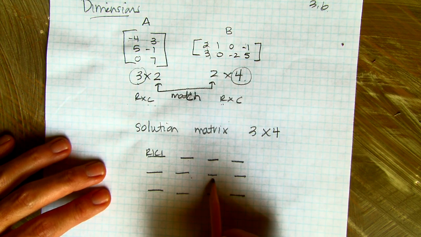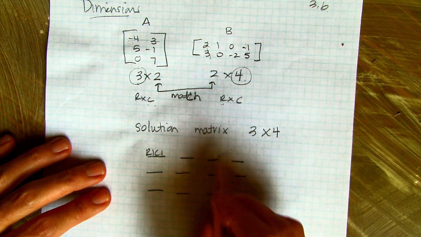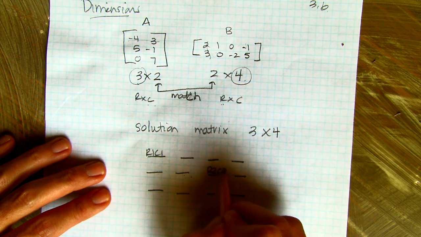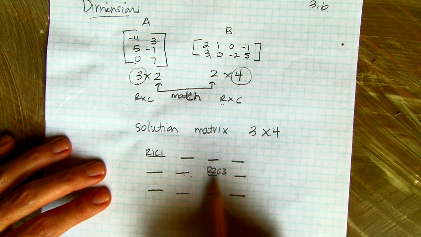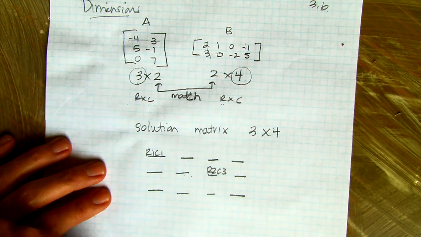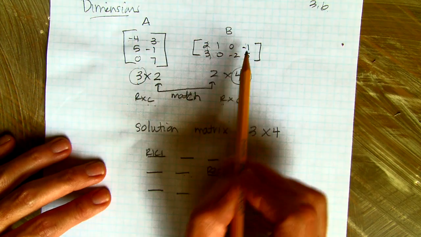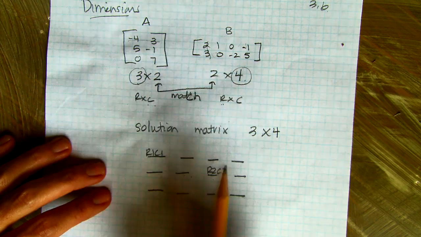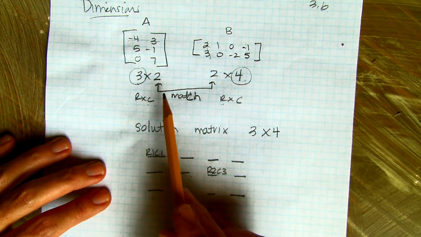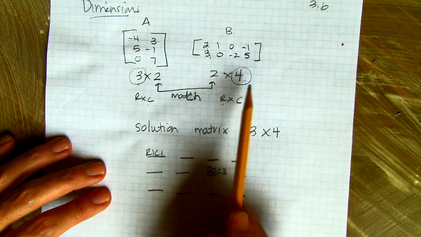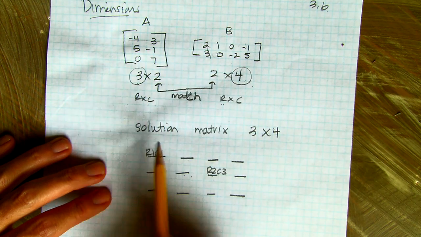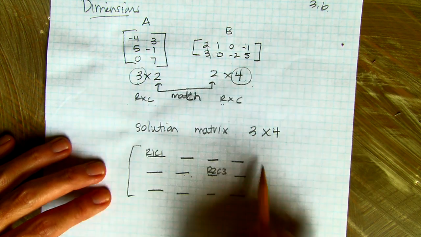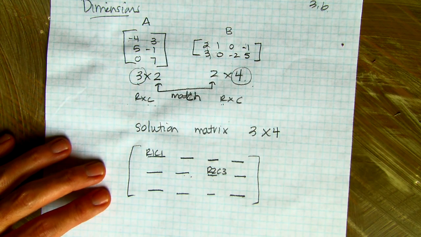What location is this element? It's row 2, column 3. So how would I get the value of that element? I would go to row 2 and multiply by column 3. So understanding that these have to match, that this will be your solution matrix, and then actually setting up your solution matrix is really key to multiplying matrices.